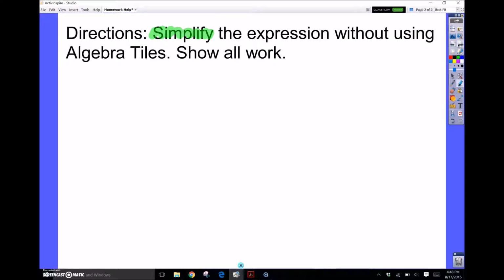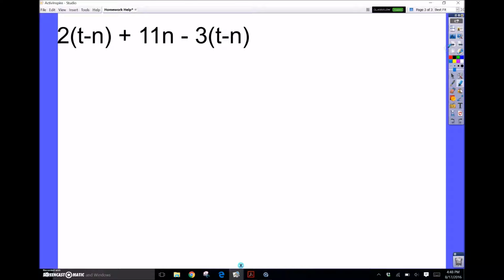So for instance, let's look at this problem from your homework. If I see this, it's 2 times the quantity of t minus n plus 11n minus 3 times the quantity of t minus n. Now some people might think, oh my gosh, what am I solving for? What's the answer going to be? I have all these variables in here. I don't know what these variables equal. And that's okay. We're not actually looking for that. We want to just take this big mess and combine as much as we can.